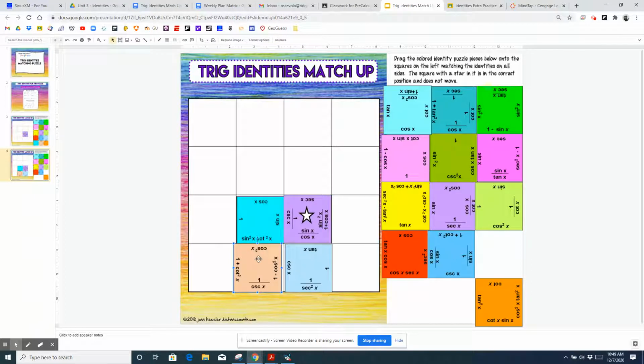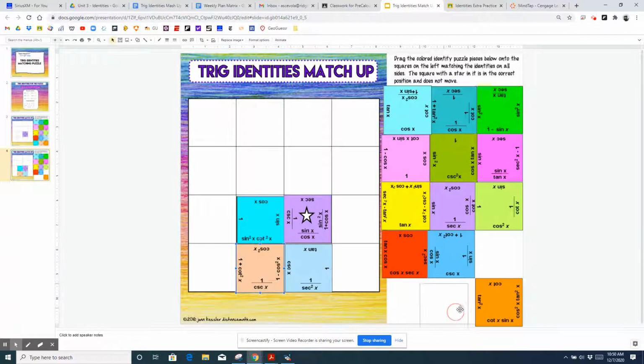Do I see anything else with cosine squared on the top? I don't. But I don't think 1 minus cosine squared is equal to cosecant, because it's not. So there's an issue there. So we gotta move that one back. All right. So what do we do? Is there another one with sine on there? No, so let's see. So let's put this back.